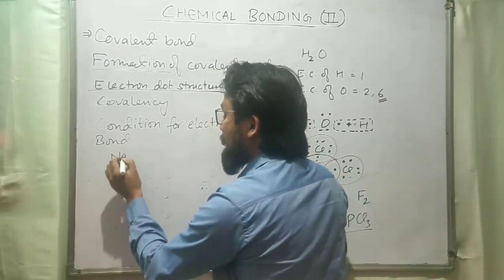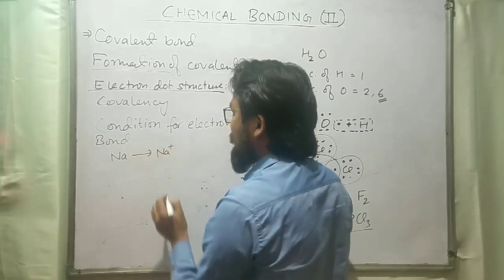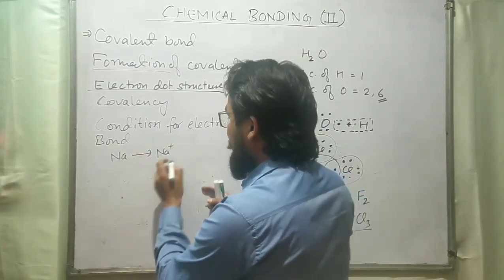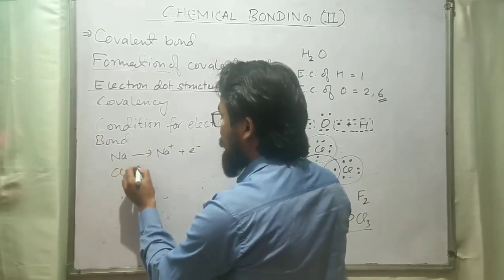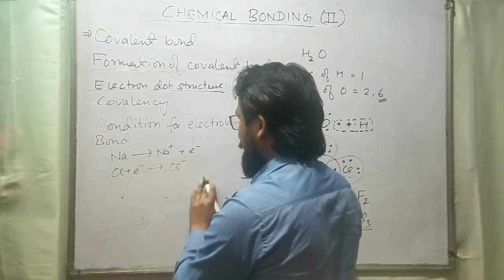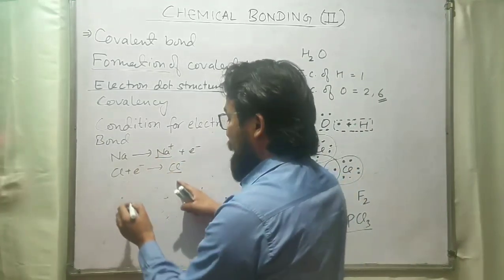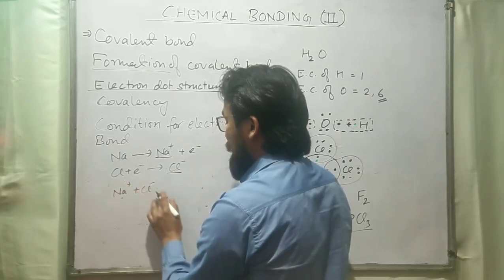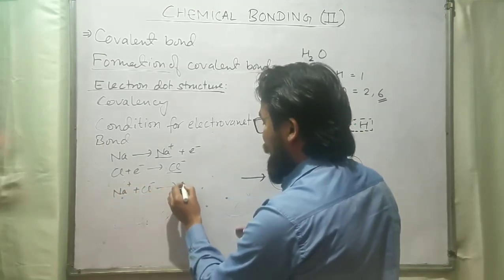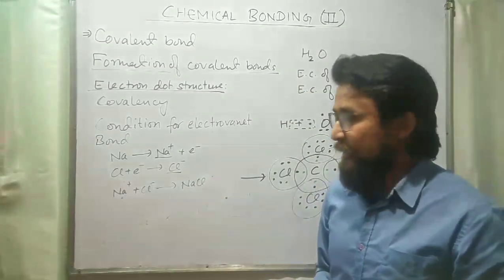Here we have a sodium atom, it loses one electron and forms a sodium ion. Similarly, there is a chlorine atom, it gains one electron and forms a chloride ion. Then because one is a positive ion and the other a negative ion, the positive ion combines with the negative ion and they form a compound, that is an electrovalent compound.